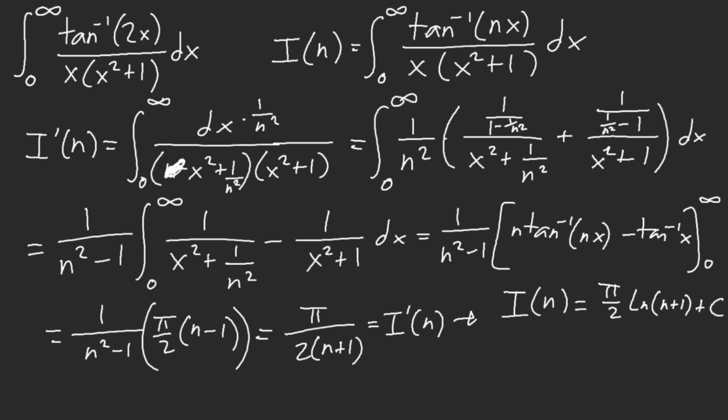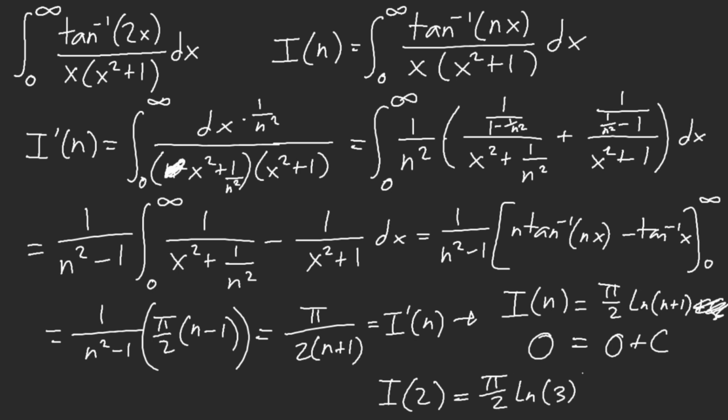All right, how do we find c? Well, we have an I of n here. Oh, would you look at that? If I let n equal 0, this whole integral is 0. And with n equal to 0, the right side is ln of 1, which is 0, plus c. So c is equal to 0. Now my original integral is I of 2, so you just plug in 2. Our answer is pi over 2 ln of 3.